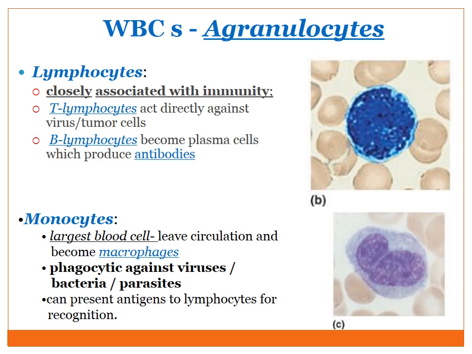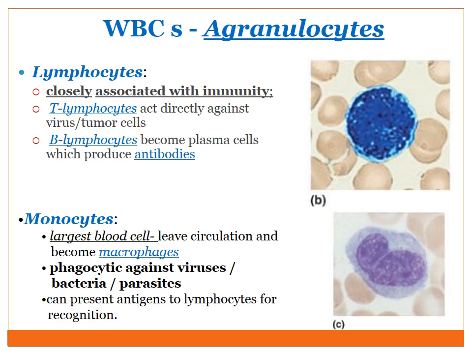So lymphocytes are very closely associated with immunity. The T lymphocytes will act directly against viruses and tumor cells to identify and destroy them. And the B lymphocytes become what are known as plasma cells, and it's the plasma cells that will create antibodies. Once you've been exposed to a virus, you create these antibodies, so the next time that you're exposed to the same virus, you now have protection against that virus via these antibodies.